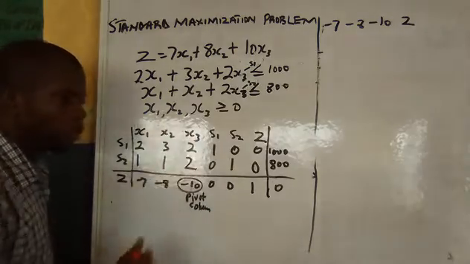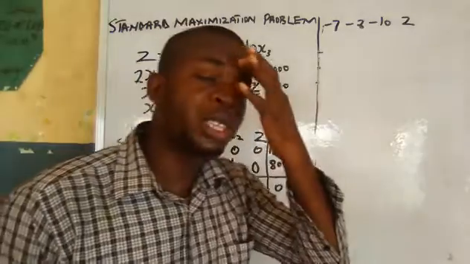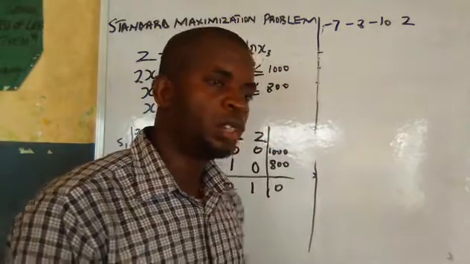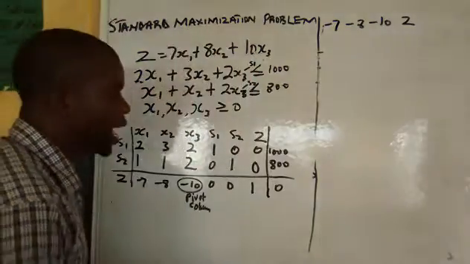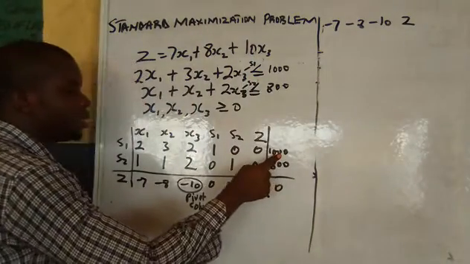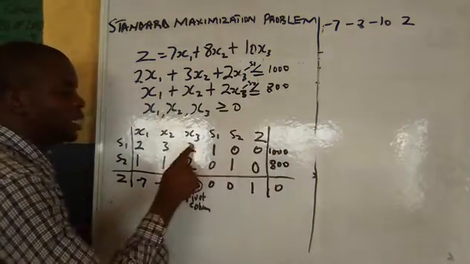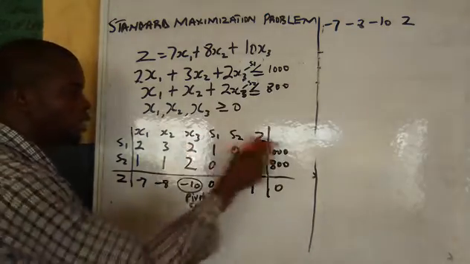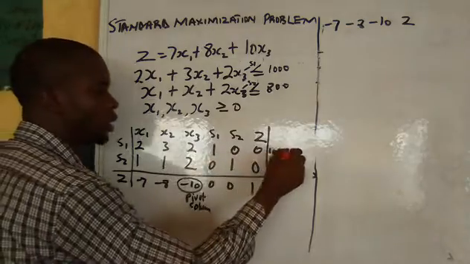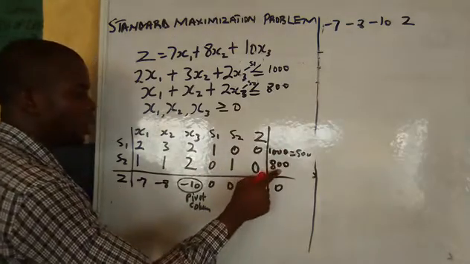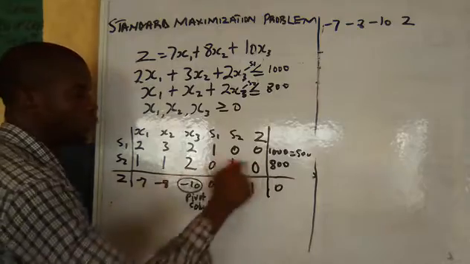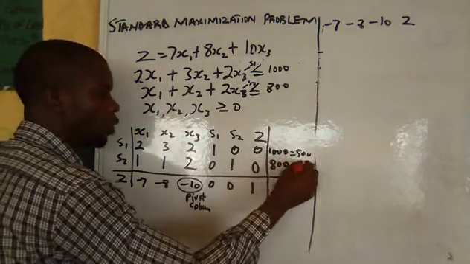This column is the pivot column. Now, after we've gotten our pivot column, the next thing is to get your pivot element. So how do you get your pivot element? You divide each of the constants by their corresponding number on the pivot column. So 1000 is the corresponding one. It's going to be 1000 divided by 2 on the pivot column, which is 500. 800 divided by the corresponding number on the pivot column, which is 2. That's going to be 800 divided by 2. It's going to be 400.